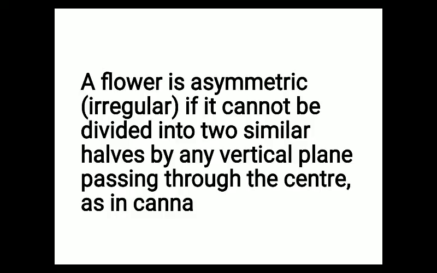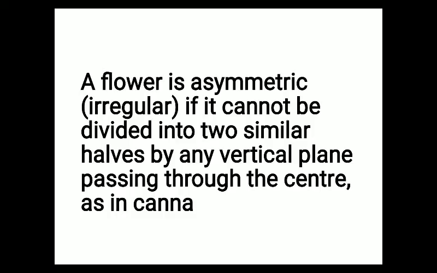So this is a diagram of a zygomorphic flower. If we cut this flower through this axis, through this plane, then only it will divide into two equal halves. Such a flower is known as zygomorphic. Examples are pea, gulmohar, bean. So these are all zygomorphic flowers.